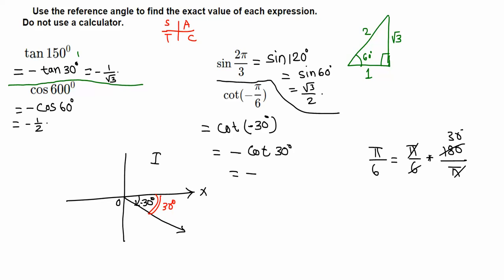For cotangent of 30 degrees, let's use this triangle. This is 30 degrees, so this will be adjacent, opposite, hypotenuse. Cotangent is A over B, while tangent is B over A. So √3 over 1, which is just √3. So the value of cotangent of negative π/6 is just negative square root of 3.